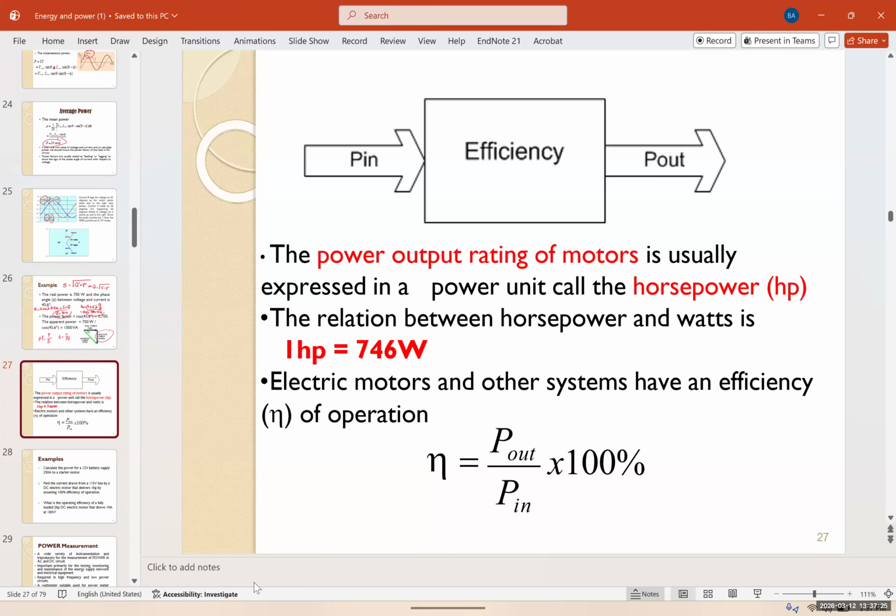Now, electric motors and other systems have an efficiency, or eta, of operation, which is equal to P out over P in times 100%.